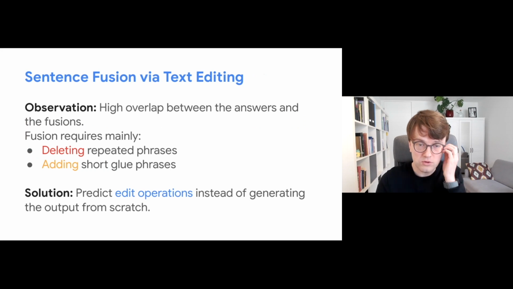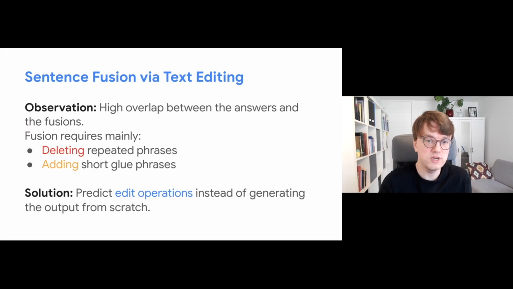So the next step we took was that, first of all, we made the observation that usually in sentence fusion, there's a very high overlap between the original answers, so the input, and the fusion, so the output. So in order to produce the fusion, you mainly need to just delete a few repeated phrases and add some short glue phrases between the inputs. So this led us to develop a text editing solution where, instead of predicting the output from scratch token by token, we would rather predict edit operations that are applied to the input tokens.